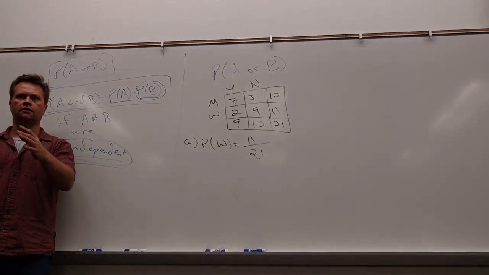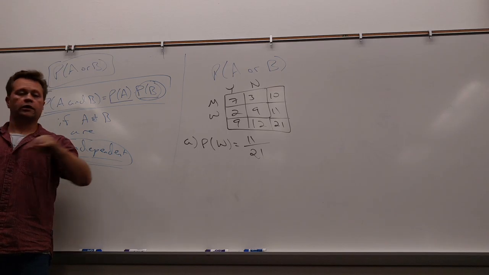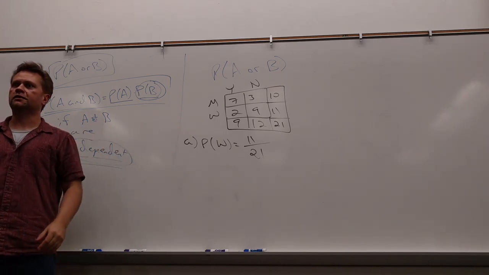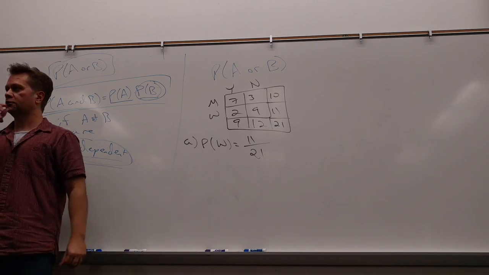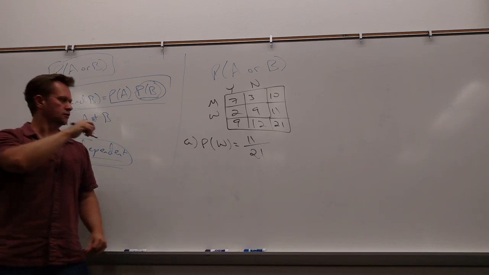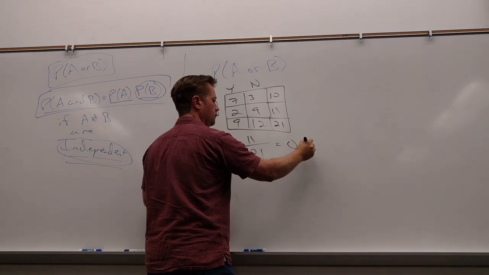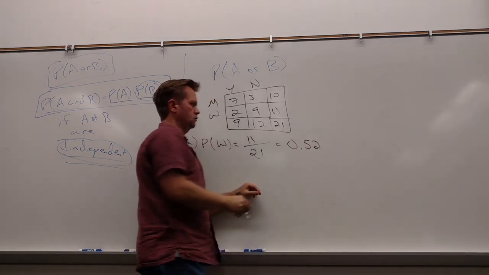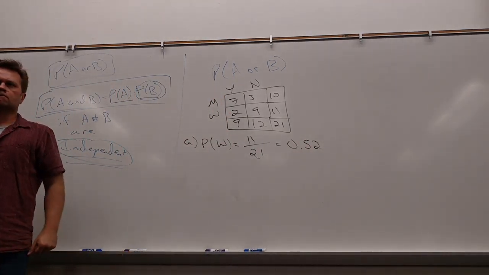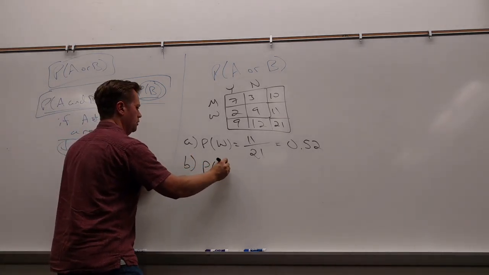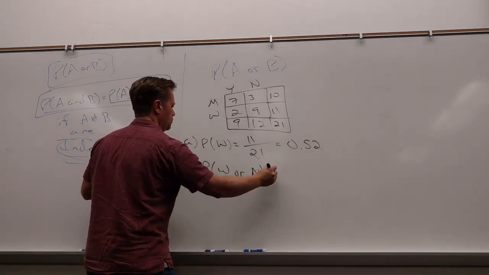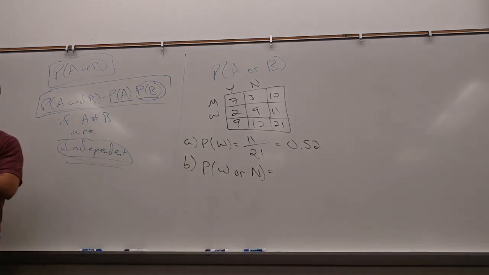A little bit less than, well, what is 11 divided by 21? It's a little bit less than 50%, right? 11 out of 22 would be a little bit more than 50%. What does it come out to be? 0.52. All right, but now let's look at OR. What if I said, what's the probability I pick a woman or somebody who said no? What was the thing we had to be careful about here? Don't re-add the women. Don't add people twice.